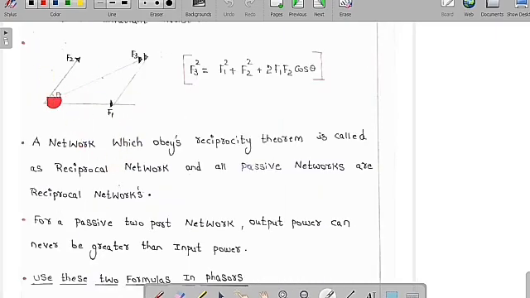Suppose you take the parallelogram principle, where this is F1 and this is F2, and the overall vector is F3. Theta is the angle between F2 and F1. So what is the overall length of F3? F3 square is equal to F1 square plus F2 square plus 2 F1 F2 cos theta, where theta is the angle between F1 and F2.